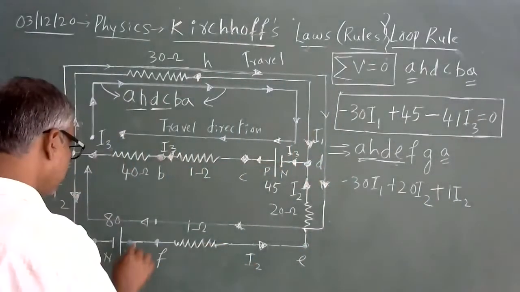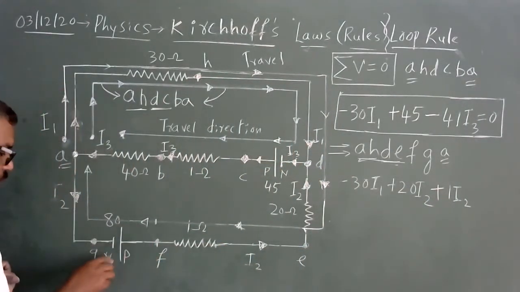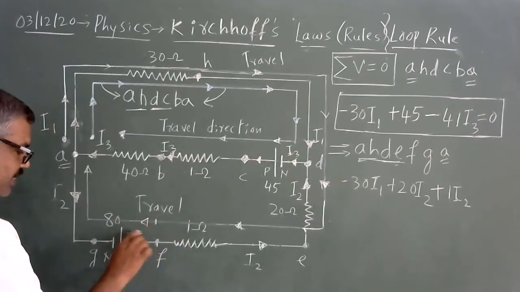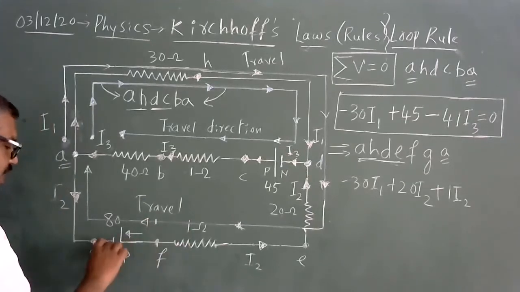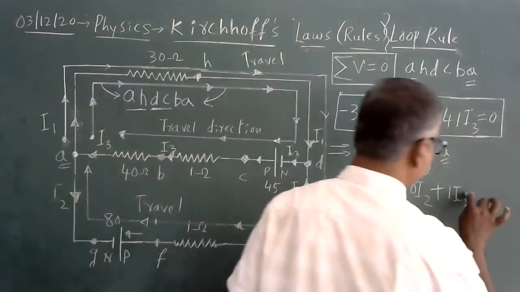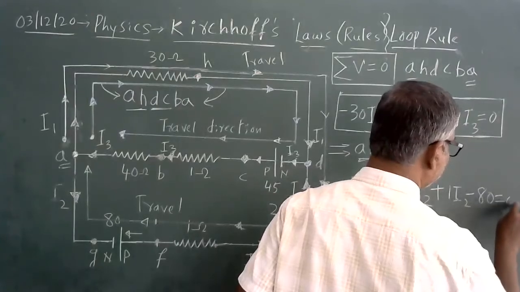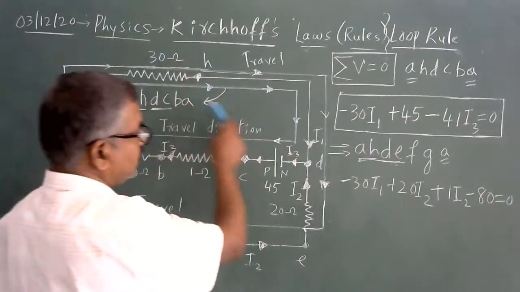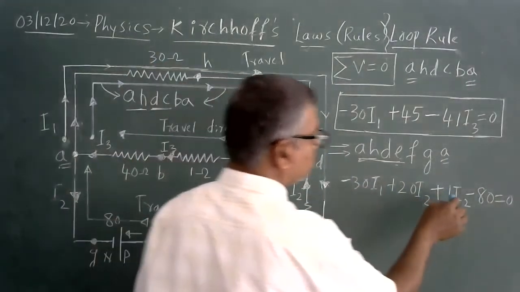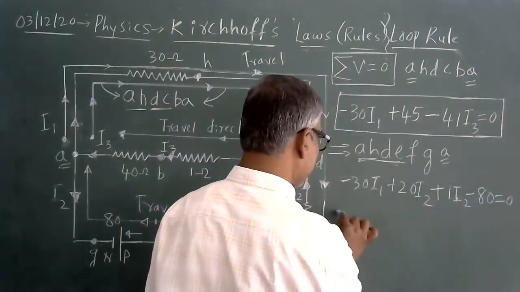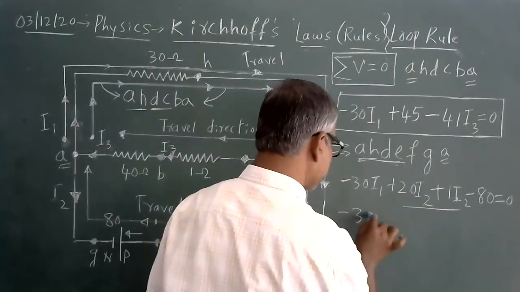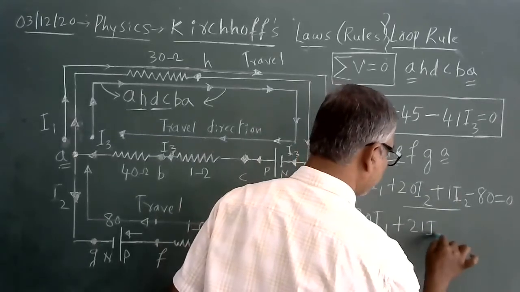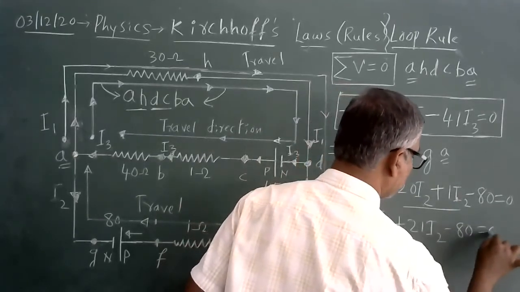That is a plus. Finally, the direction of travel enters from P to N. Since the direction of travel enters at the positive electrode and leaves at the negative electrode, I can take it as minus 80 equivalent to 0. So I hope it's very clear. Minus 30 I1 plus 20 I2 plus I2 minus 80. I can rewrite it; these two can be added. Minus 30 I1 plus 21 I2 minus 80 equal to 0.